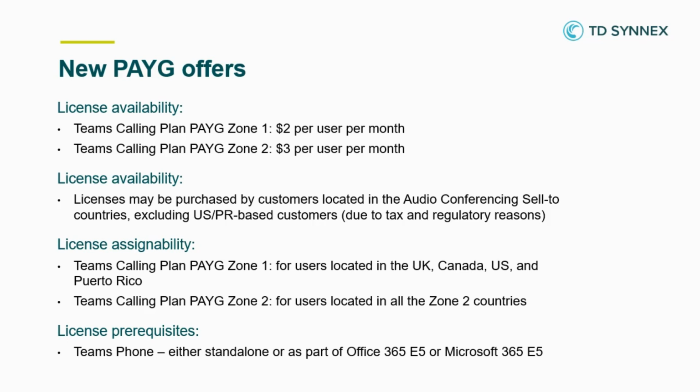Now you buy the calling plan pay-as-you-go license based on the location of the user that the license is going to be assigned to. And in terms of prerequisites, those users need to be licensed with a Teams Phone license, either the standalone one or as part of Office 365 E5 or Microsoft 365 E5.